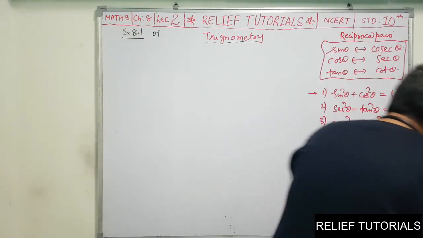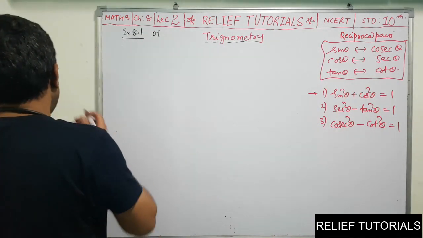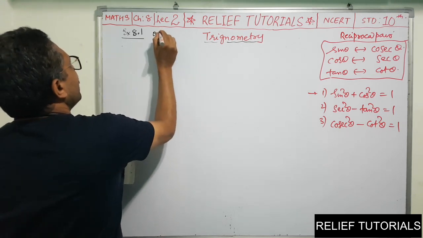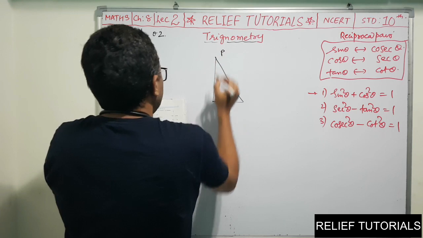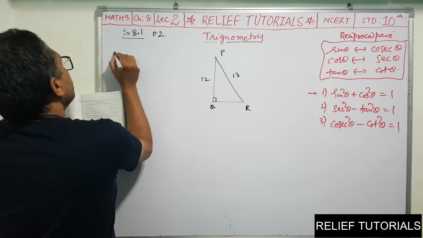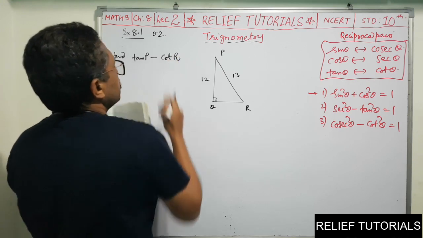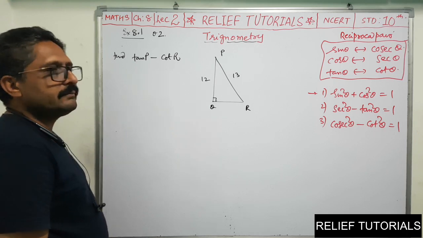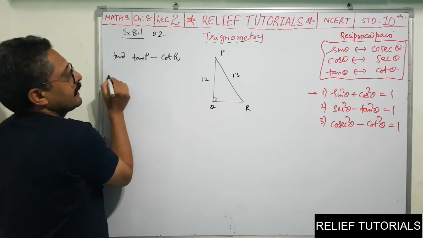Now we are going to do the second problem. Question number 2. See, one figure is given. P, Q, R, 90 degrees, 12 centimeter, 13 centimeter. You have to find tan P minus cot R. So now you have to find tan P minus cot R. You have 13. You will find QR by using Pythagoras.